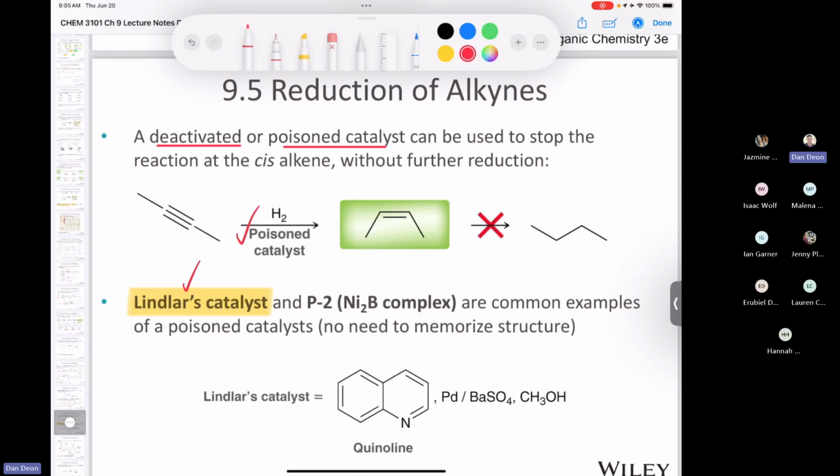And like I was telling my students before I started recording this video, I was looking at MCAT and DAT review materials, and sometimes they use the P2 complex. So they'll actually just write P2 or this dinickel boron complex here. And I will accept that as well. Any of those are totally fine. But if you're wondering what Lindlar's catalyst is, you don't have to memorize the structures. This big quinoline with palladium and barium sulfate, and so on. Anyhow, you don't need to know all that. All you have to know is that the poison catalyst stops the hydrogenation at the cis alkene.